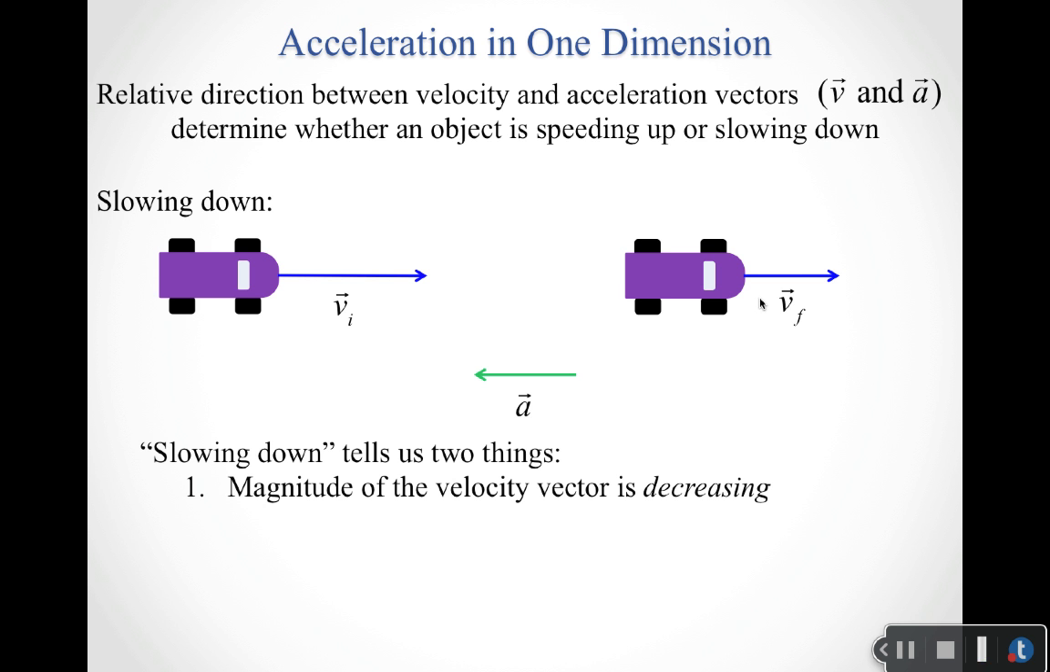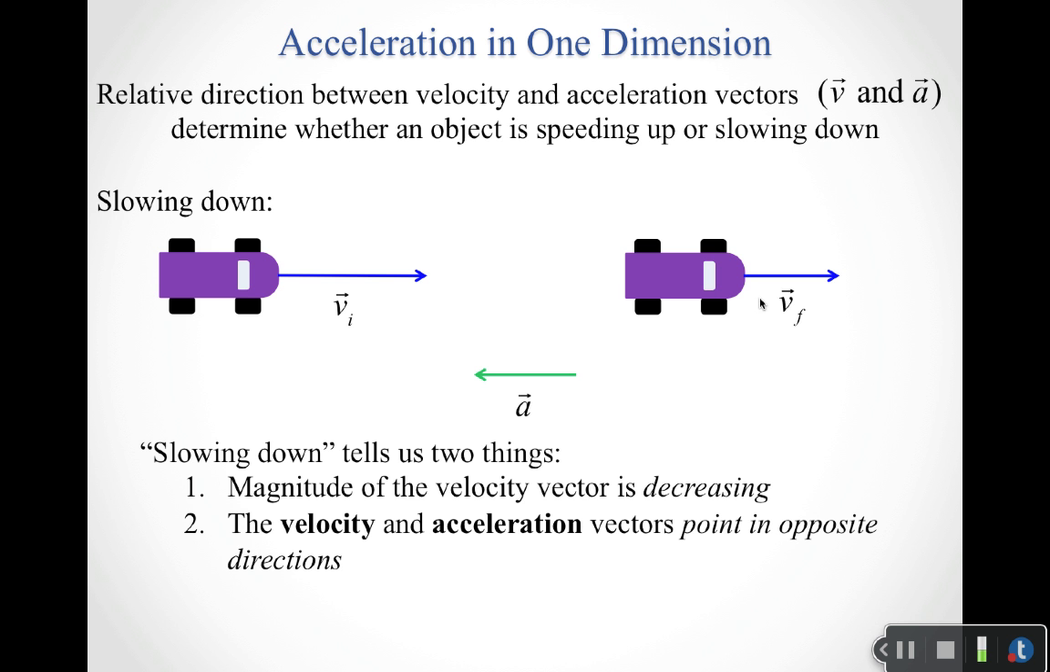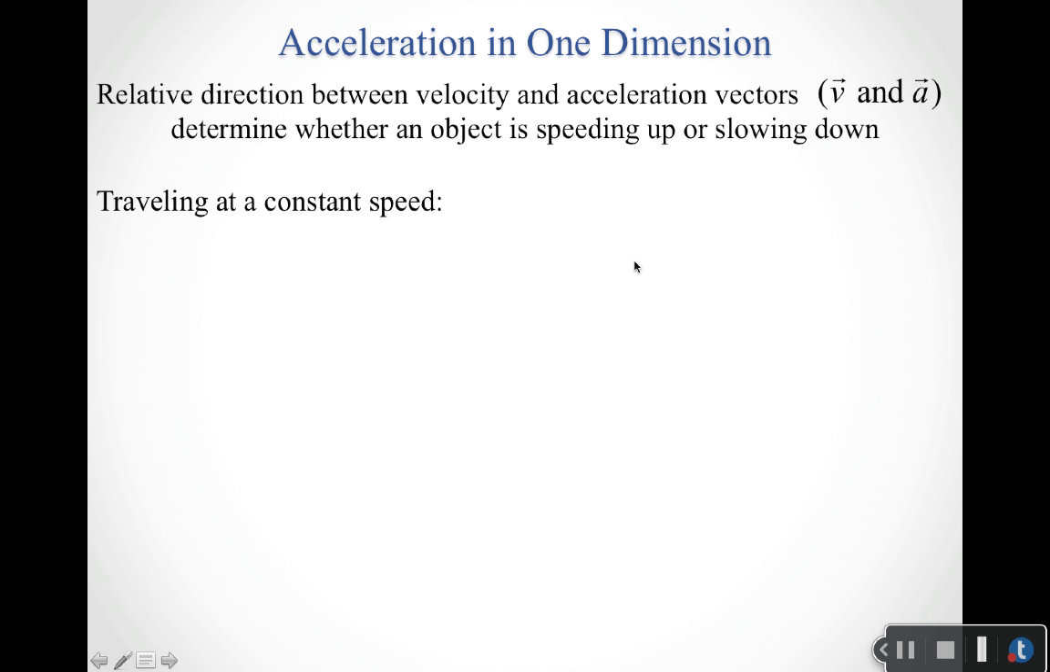So slowing down, again, tells us two things. The first of which is that the magnitude of the velocity vector is decreasing. But the second thing is the velocity and acceleration vectors point in opposite directions. So again, notice I haven't said anything about what the positive direction is. What I know is that whether the positive points to the right or to the left, the acceleration and velocity vectors have to point in opposite directions.